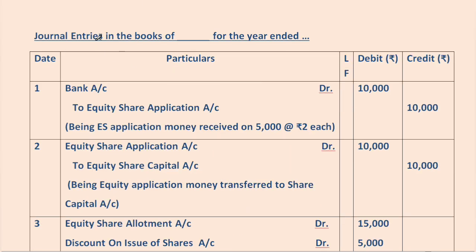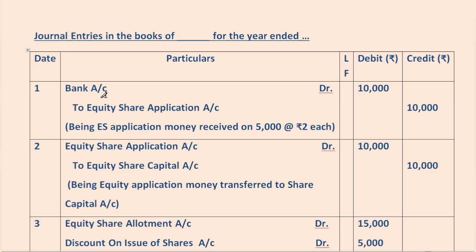So journal entries in the books of, for the year ended. Company and date is not given, so that's why I have not entered here. So what is the format? Date, particular, LF, debit and credit. This is the format of journal entry. So now let us start the entry.